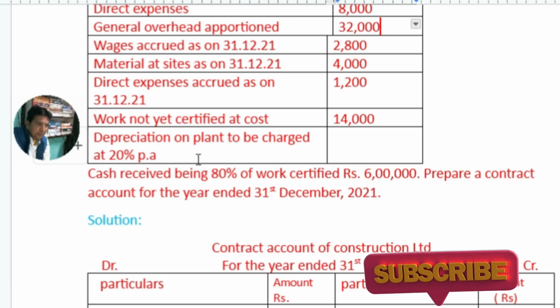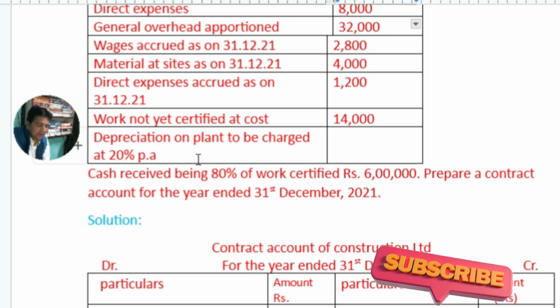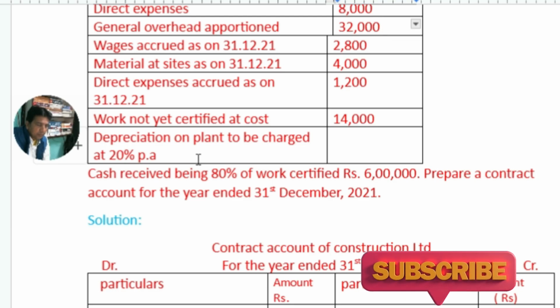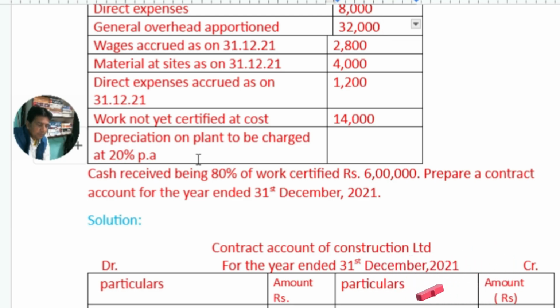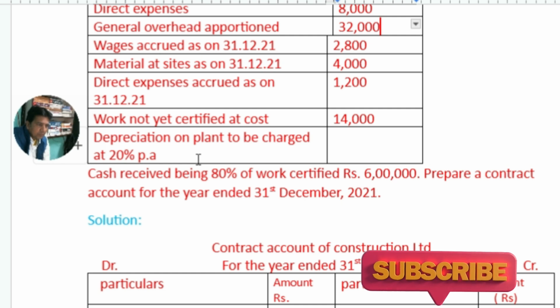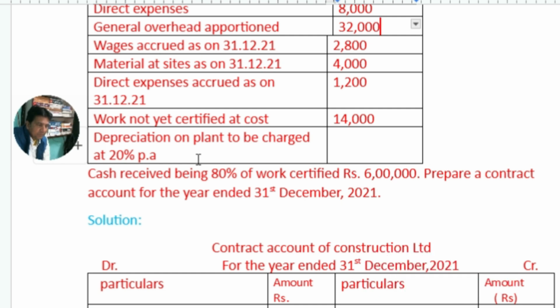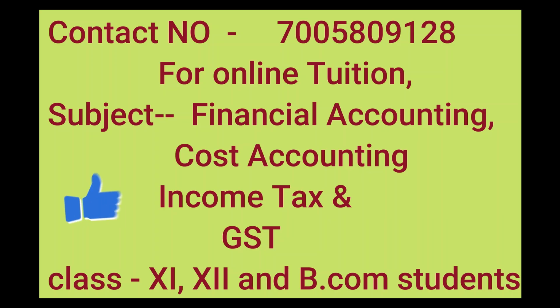And the cash receipt amount being 80% of work certified, rupees 6 lakh, is given, and which is 80% of the value of work certified, which is calculated as rupees 7,50,000. So it is shown through the working note. In the solutions you will get this.